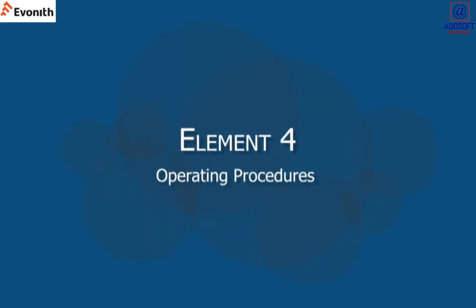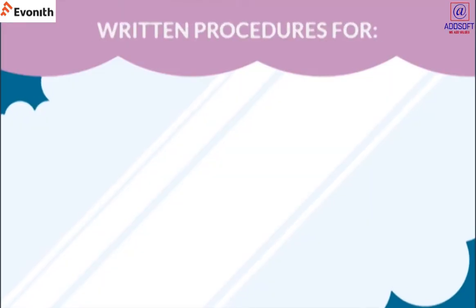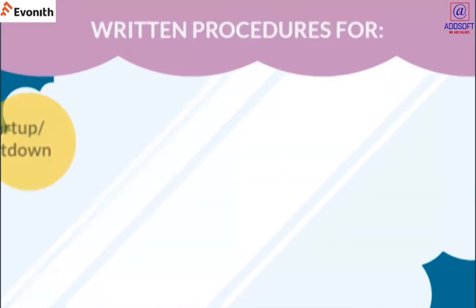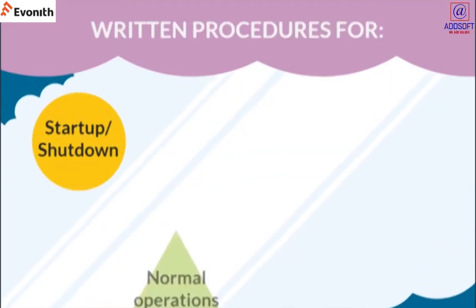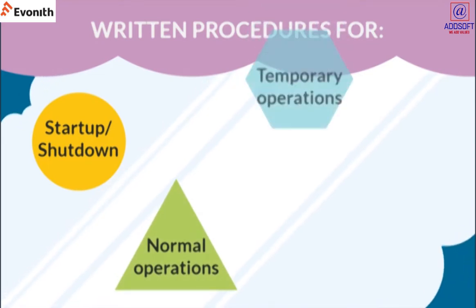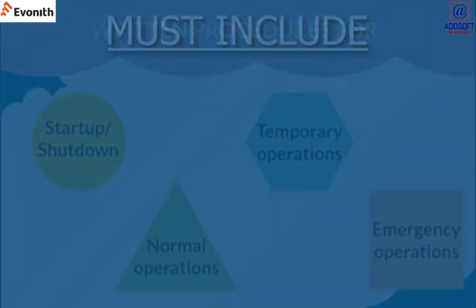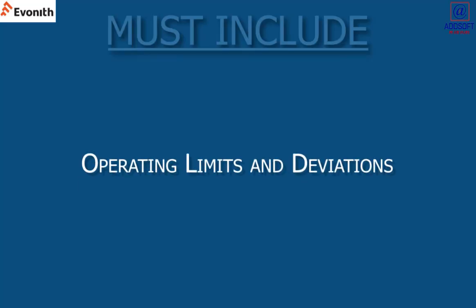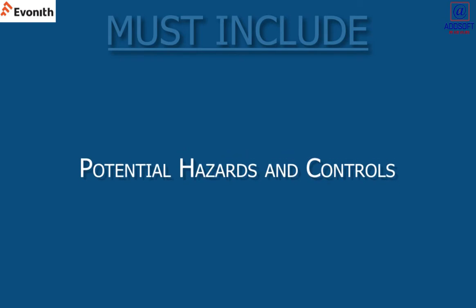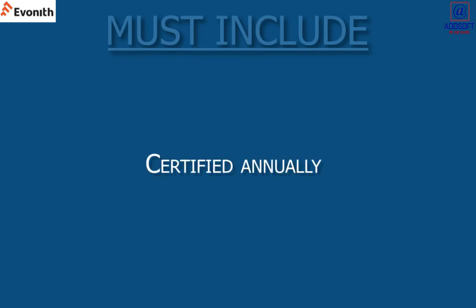Element 4. Operating procedures. Written procedures for startup, shutdown, normal operations, temporary operations, emergency operations. Must include operating limits and deviations, potential hazards and controls, that is, PPE, safety systems. Certified annually.